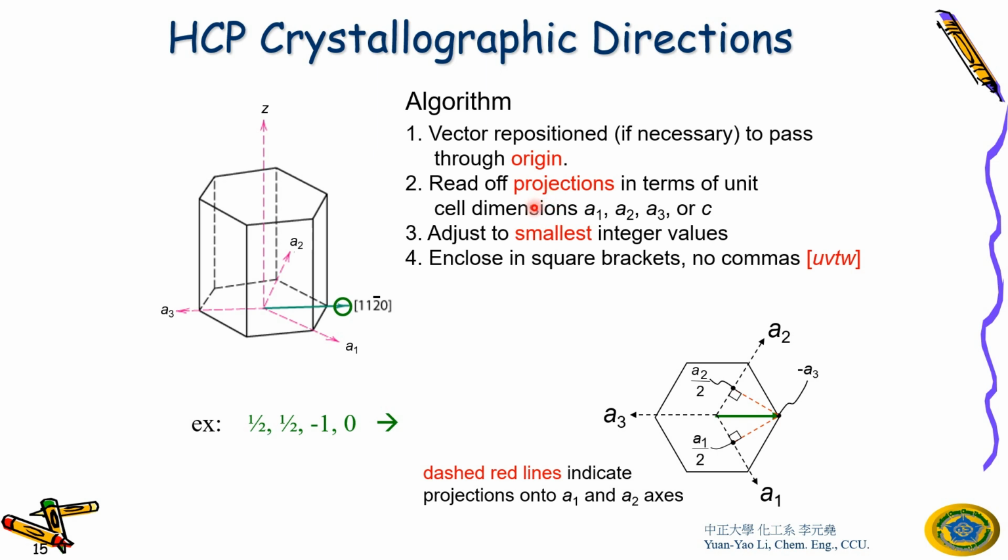So you get this projection, and then you go to step 4, smallest integer. Smallest integer is very easy, because you multiply all these four numbers by 2, right? So you will get 1, 1, minus 2, and 0. And you need to use square bracket, with a bar over this number. So that's [1 1 2-bar 0]. Easy, right? Easy.